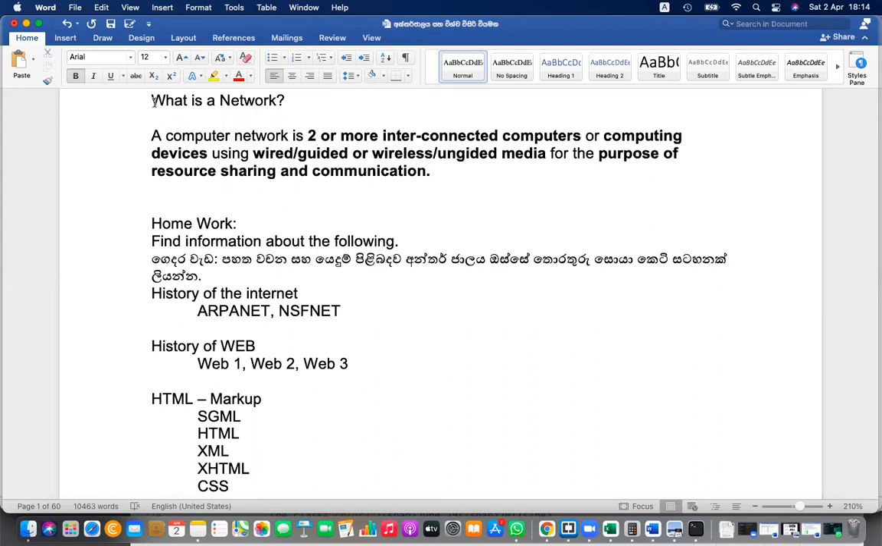Okay, please write down this. What is network? Please write down the definition quickly. If you have the definition, no need to write down again.